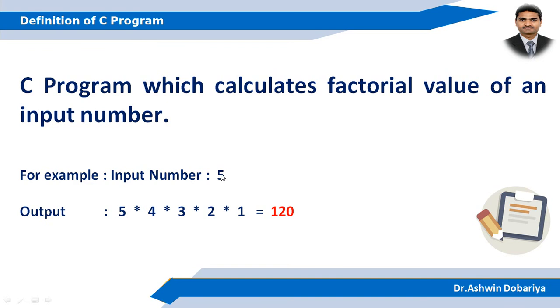Suppose I input 10, it means the factorial value of 10 is 10 multiplied by 9 multiplied by 8 multiplied by 7, 6, 5 up to 1. So that is the actual logic behind this program.